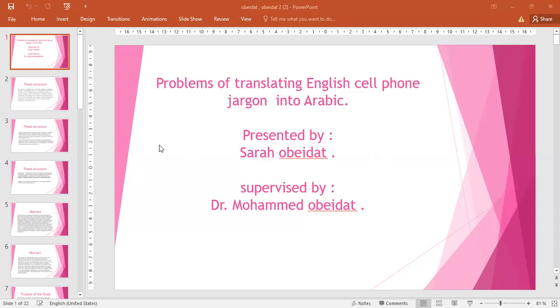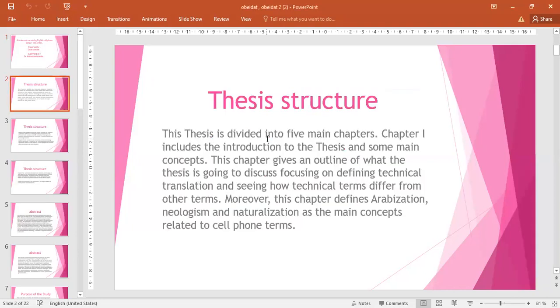Let me show you the structure of the thesis. This thesis is divided into 5 main chapters. Chapter 1 includes the introduction to the thesis and some main concepts. This chapter gives an outline of what the thesis is going to discuss, focusing on defining technical translation and seeing how technical terms differ from other terms. Moreover, this chapter defines Arabization, neologism, and naturalization as the main concepts related to cell phone terms.